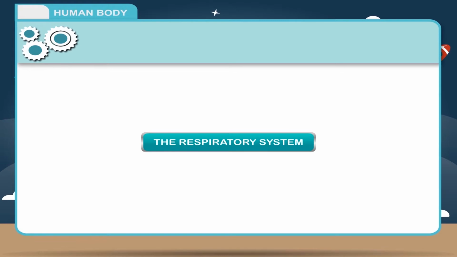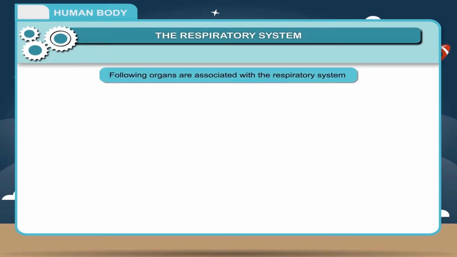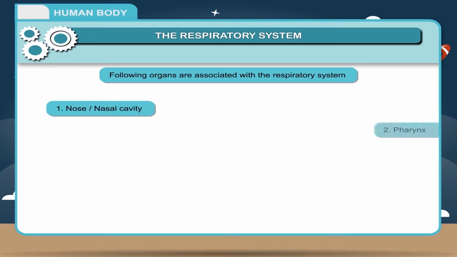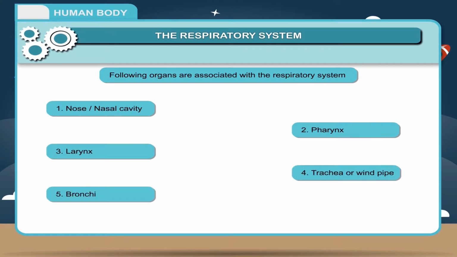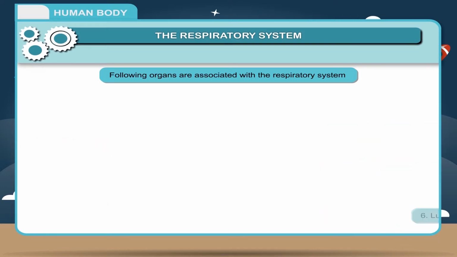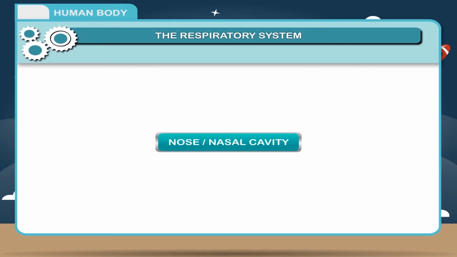The respiratory system. The following organs are associated with the respiratory system. 1. Nose or nasal cavity. 2. Pharynx. 3. Larynx. 4. Trachea or windpipe. 5. Bronchi. 6. Lungs.